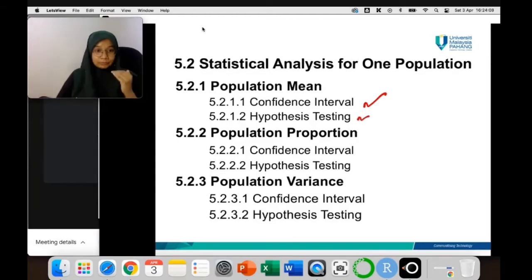And after that, we will cater the proportion pula, pi. Estimate pi using P, confidence interval. Test the hypothesis of pi. And then the other one is population variance. Estimate the sigma square using S square and then do the hypothesis here. Okay, so all these we will conduct using R. All right, so next.